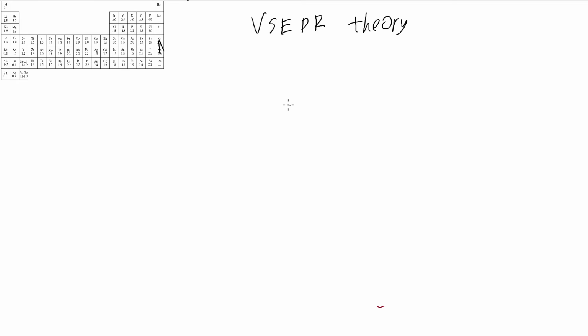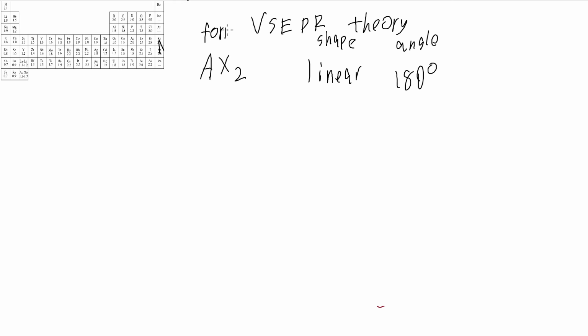And so if we have, and I'm going to use AX here, if we have AX2, the atoms spread out, and they can't get any farther than a 180-degree angle, and so that creates a line, and this shape is known as linear. Alright, so I'm going to put shape up here, angle up here, and the formula up here.